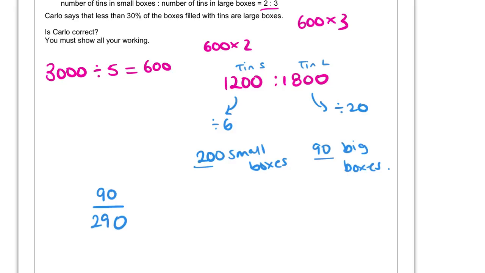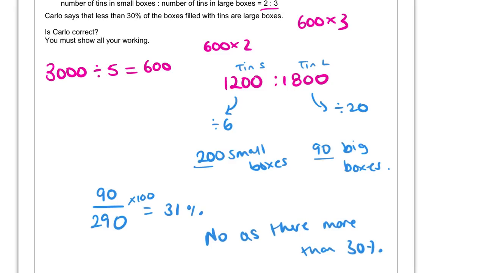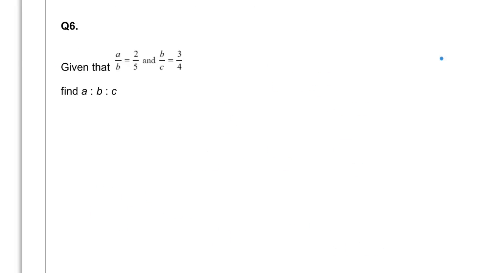So if we did that into our calculator, 90 divided by 290, and then times by 100, this gives me 31%. So he says less than 30%. Well, actually, there's 31%. So is he correct? No, as there is. And you remember, write that sentence. If it asks you, is he correct? Well, tell me, is he correct or not? No, as there is more than 30%. Okay.